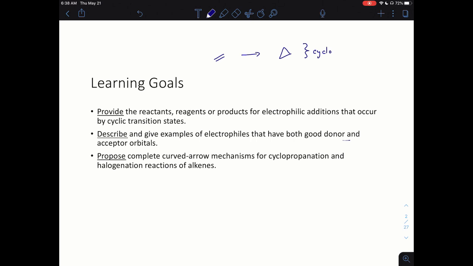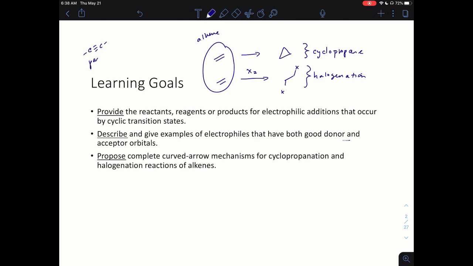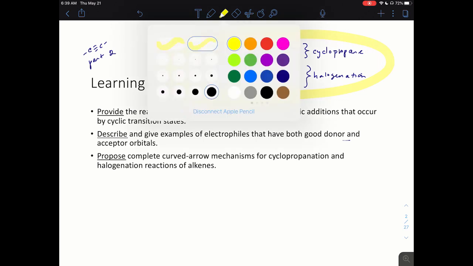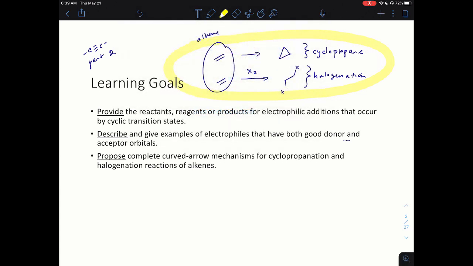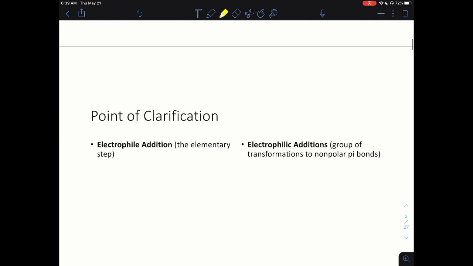this three-membered ring of carbon, and halogenation. Just a little bit, we'll look at some variations, but these two reactions will be the focus of our discussion. We'll also just look at alkenes today. We'll look at other nonpolar pi bonds, aka alkynes, in part 2. So again, we're going to think about how these reactions, cyclopropanation and halogenation, differ from reactions that go by carbocations.